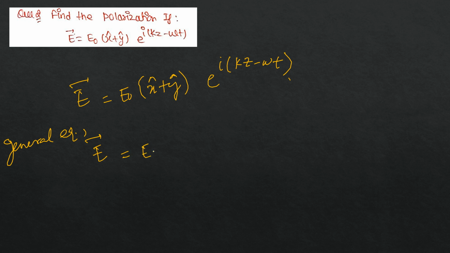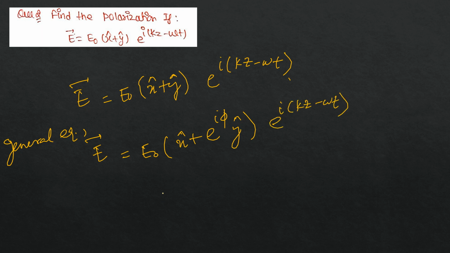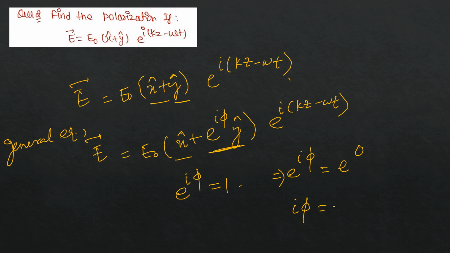Electric field is E naught (x cap plus e to the power i phi y cap) e to the power i(kz minus omega t). Okay. So see here, if we compare, this is x cap, this is y cap, this is e to the power i phi y cap. That means e to the power i phi is how much? 1, isn't it? e to the power i phi is 1. That means e to the power i phi is equal to e to the power 0. So i phi is equal to 0. If i phi is 0, phi is equal to how much? 0. So phase difference is 0.